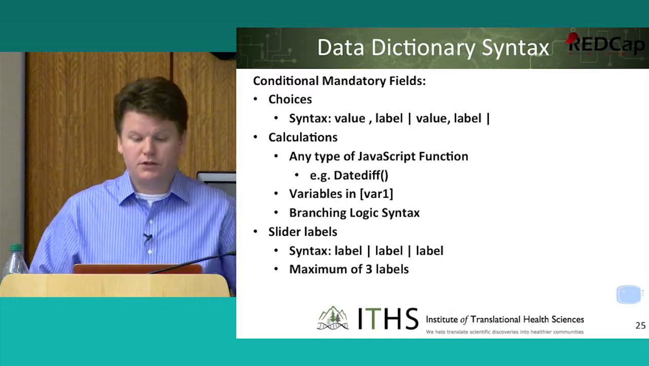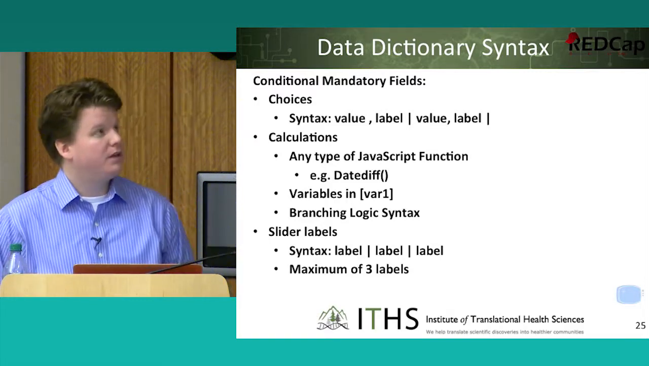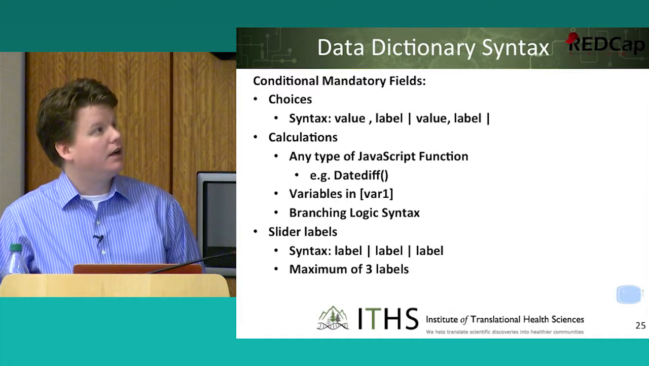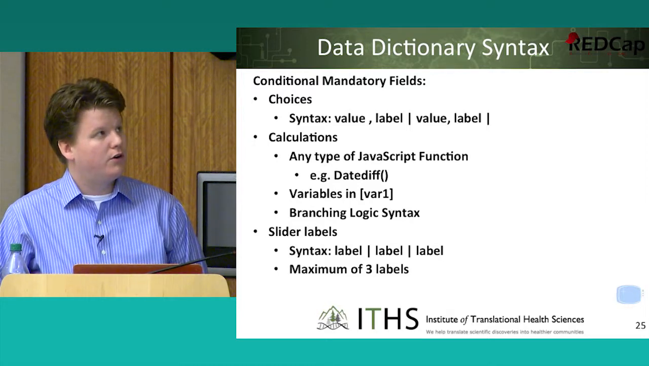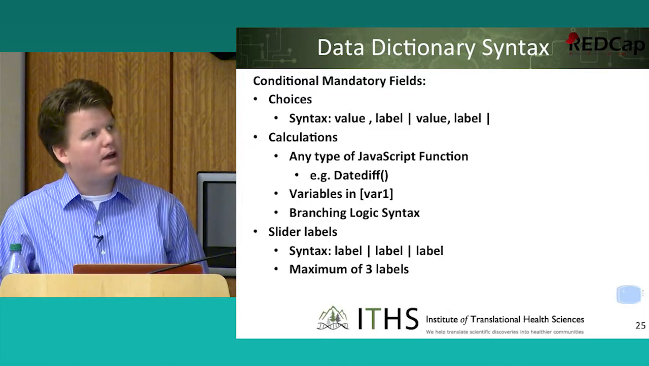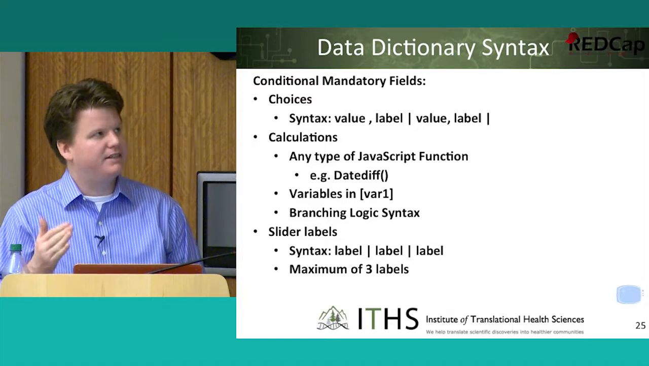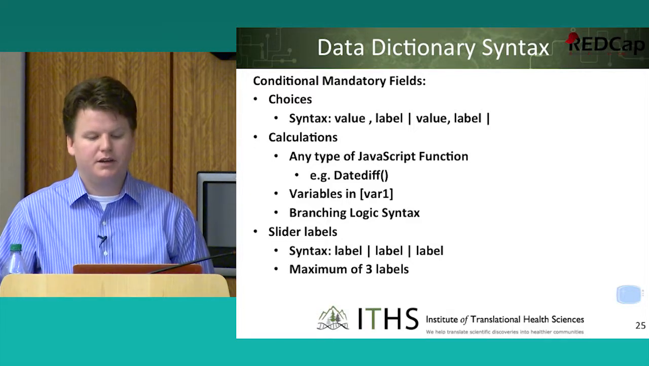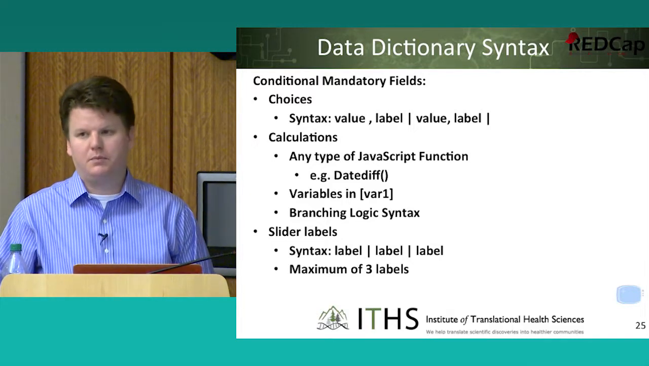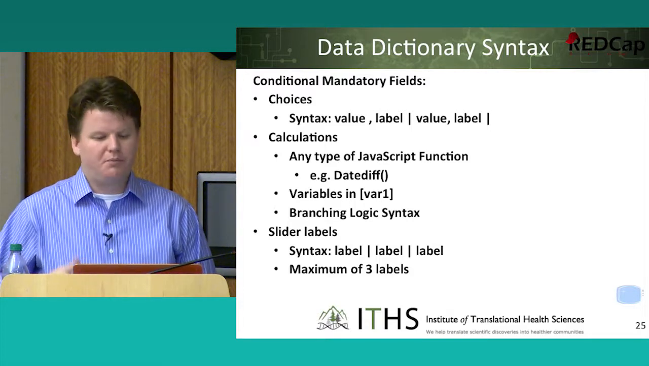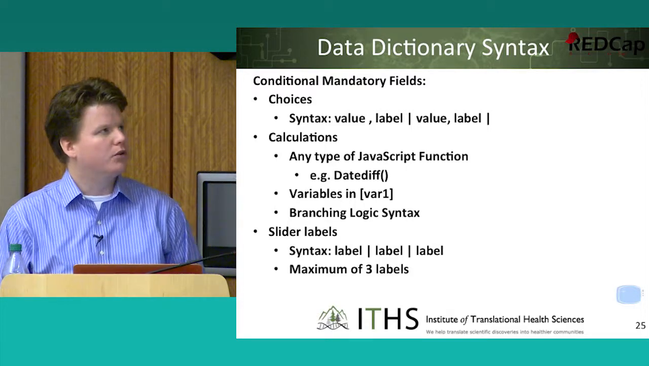So the syntax for conditional mandatory fields is as follows. If you have any choice, it's always raw value, comma, label, pipe, and that basically ends the first option, and then value, comma, label, pipe, etc. Repeat that ad infinitum, of course.